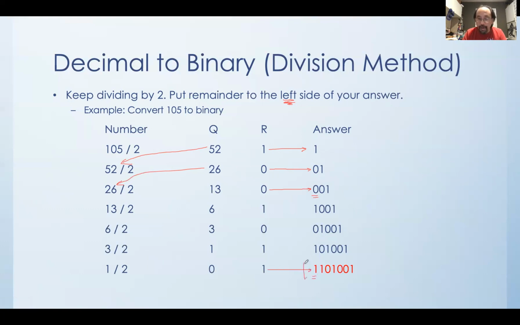And this is my final answer. I stop here because it doesn't make sense to do 0 divided by 2. I could, I guess. I get 0 with a remainder of 0, and then I put a 0 in front of all of this. But at this point, I'm just adding extra leading zeros to the left, and at that point, it's evident I should just stop.